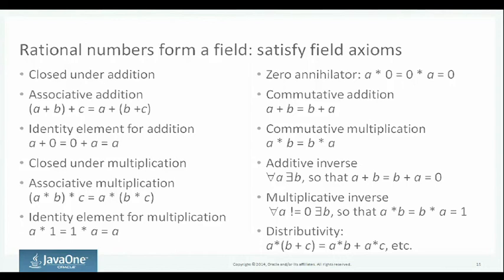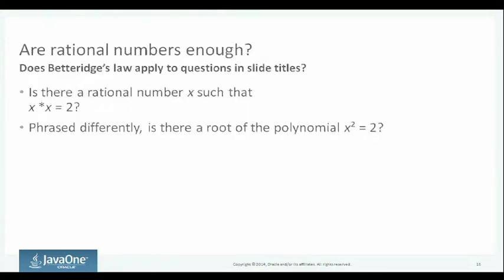Conversely, if a system doesn't follow these axioms, then those sorts of transformations would change the value, and it might not be valid for your system. Okay, so are rational numbers enough? Now, since we're approximating real numbers, you might suspect correctly that the answer is no.